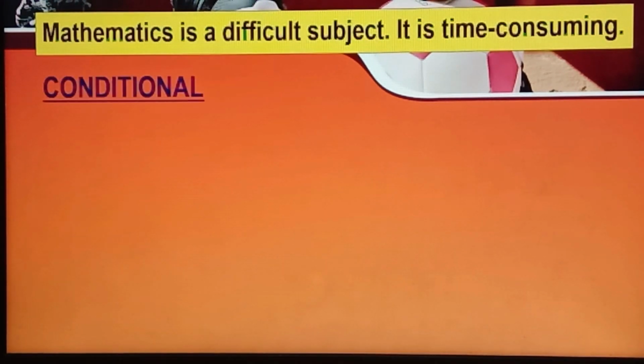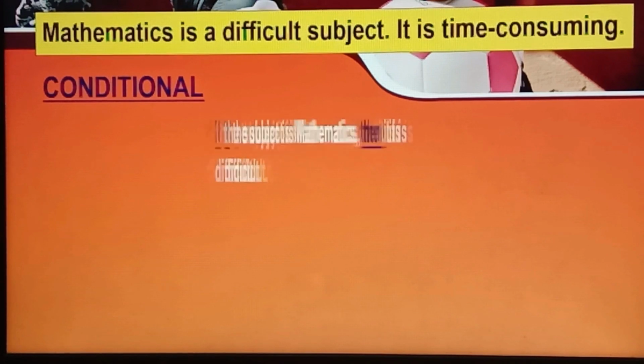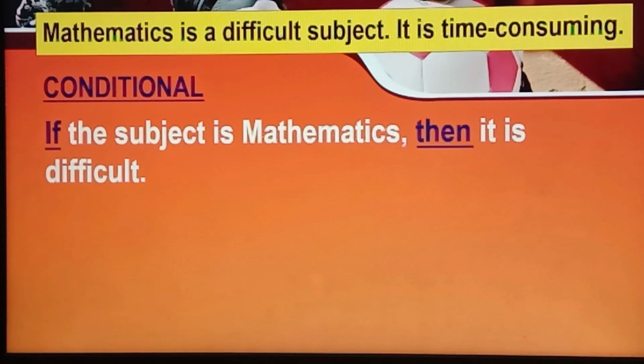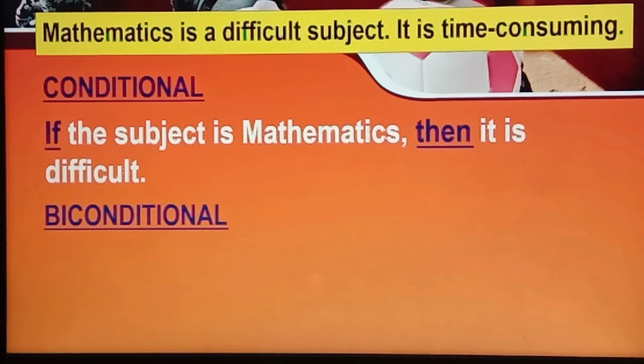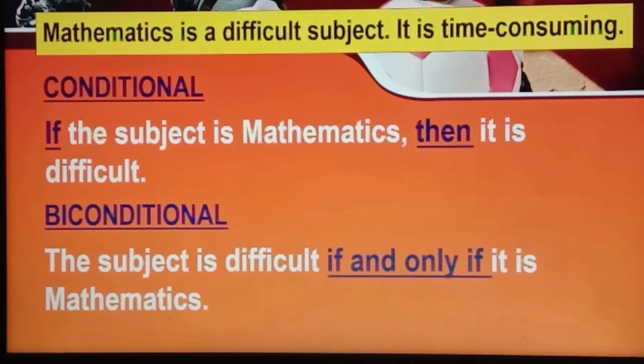And for our fourth one, which is a conditional statement, most commonly known as the if-then statement, we have here, "if the subject is mathematics, then it is difficult." So you have there the words if and then. And then the last one, which is a biconditional: "the subject is difficult if and only if it is mathematics." So you have there the phrase if and only if that makes it biconditional. So these are the five types of proposition being used in our example, given the two statements: mathematics is a difficult subject, and it is time consuming.